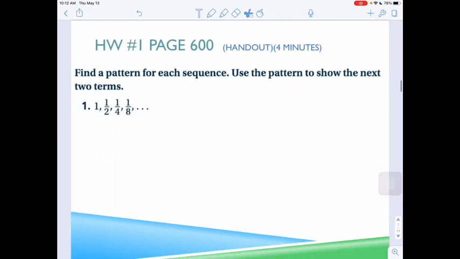And now I would like you to try homework number 1 on page 600. Find a pattern for each sequence. Use the pattern to show the next two terms. For number 1, we have 1, 1/2, 1/4, and 1/8.